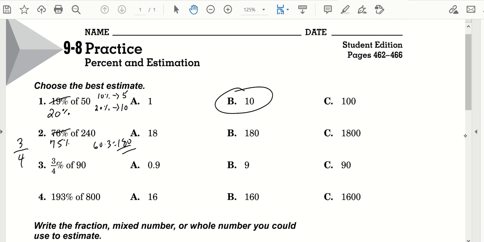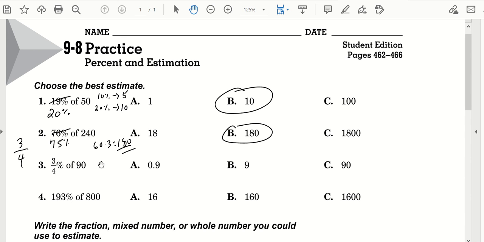180. Again, if you're wondering how I did that, 75% of 240, 75% is 3/4. So I think about what is 1/4 of 240, you divide it by 4 and you get 60. Well, 3/4, give me 3 times that, 180.